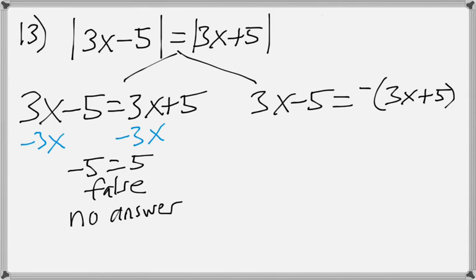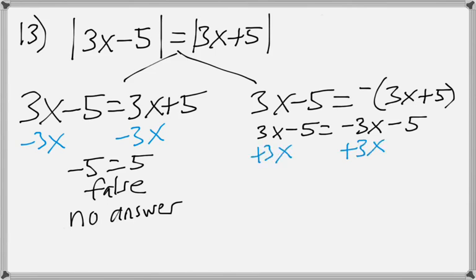And again, that negative sign, we need to distribute that. So negative 3x minus 5. And then I can add 3x to both sides. And we have 6x minus 5.